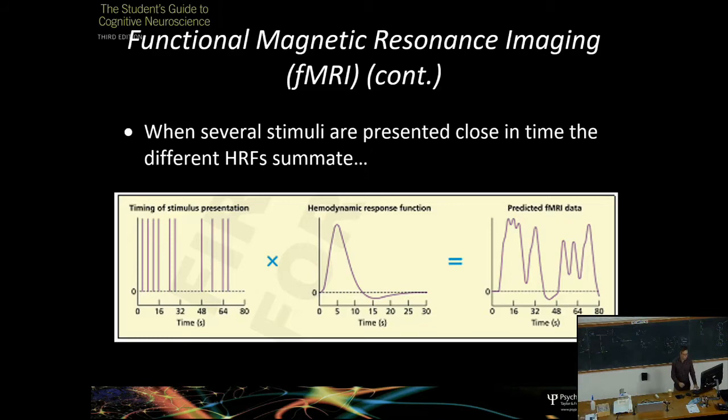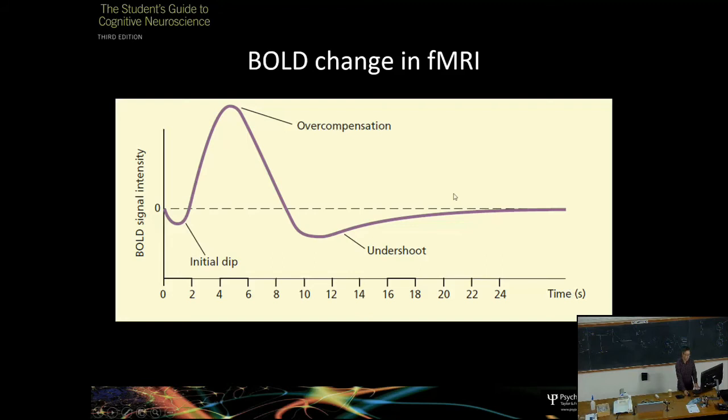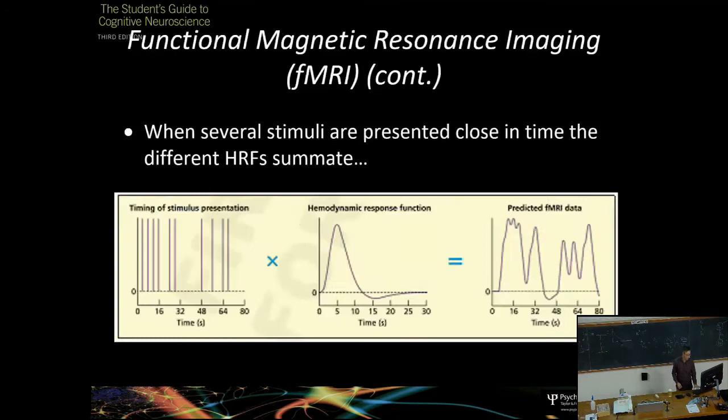What you might wonder here is, does that mean that fMRI experiments are really slow, that you have to wait 20-odd seconds before you can present your next stimulus, because you've got to wait for things to go to baseline? And you don't, because basically what happens is that if you present stimuli lots and lots of times, you can superimpose these different functions.